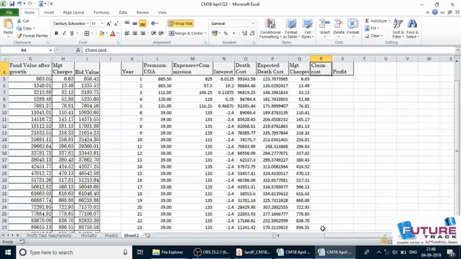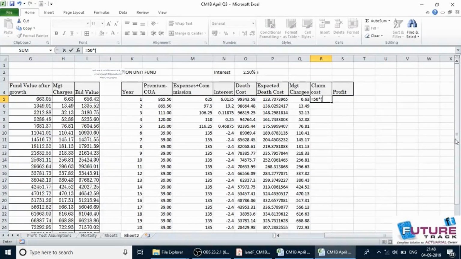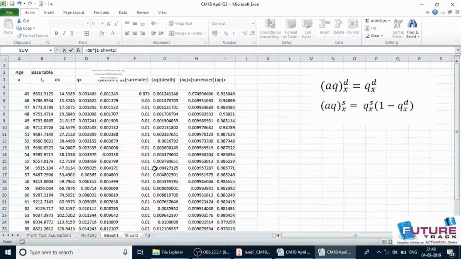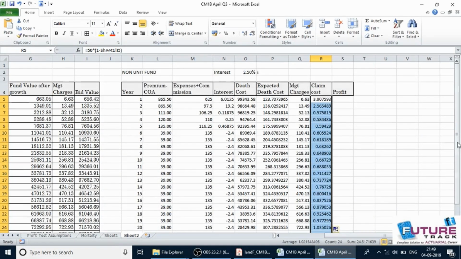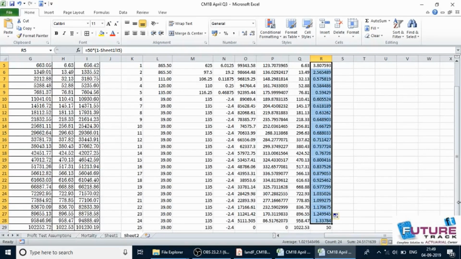But for the first few years, it is 50 into 1 minus APX. 1 minus APX is used because in the first 24 years we have either death or surrender. So 1 minus APX represents AQX death and AQX surrender. Fine. Enter. So this is my claim cost. Double click this. So these are my cost of claim.